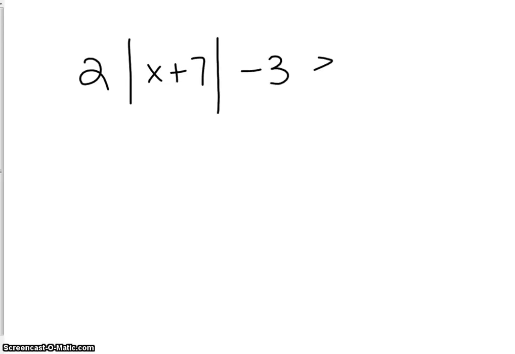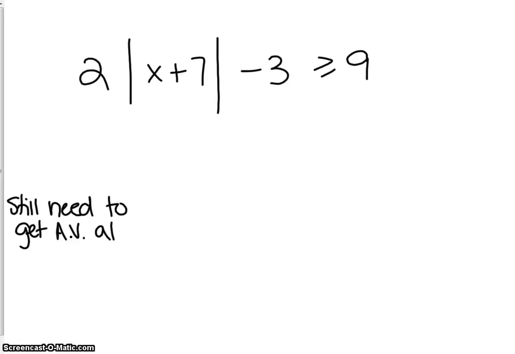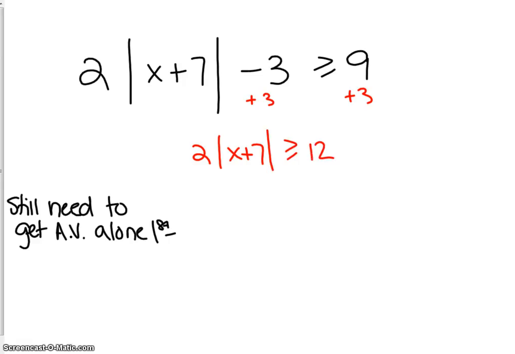All right, now the last situation I want to talk about is if I have a case like this, where I have 2 times the absolute value of x plus 7 minus 3 greater than or equal to 9. I still need to get the absolute value alone first. So what I'll do again is it's just like 2 times something minus 3. So we go with the plus 3. And then we divide that 2 away.